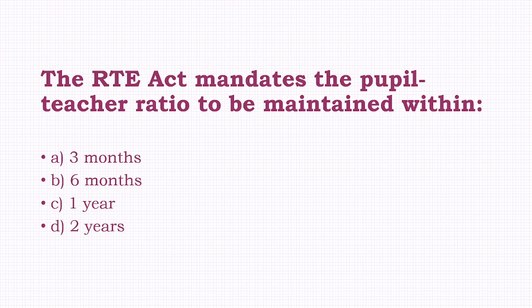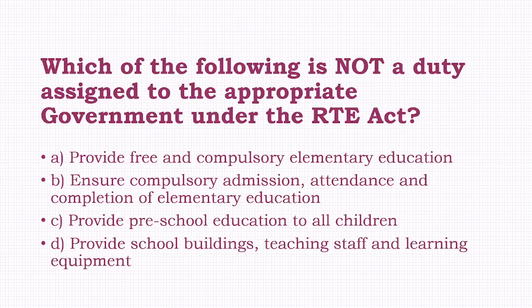The RTE Act mandates the pupil-teacher ratio to be maintained within: option 3 months, 6 months, 1 year, 2 years. Answer of this question is option B, that is 6 months.